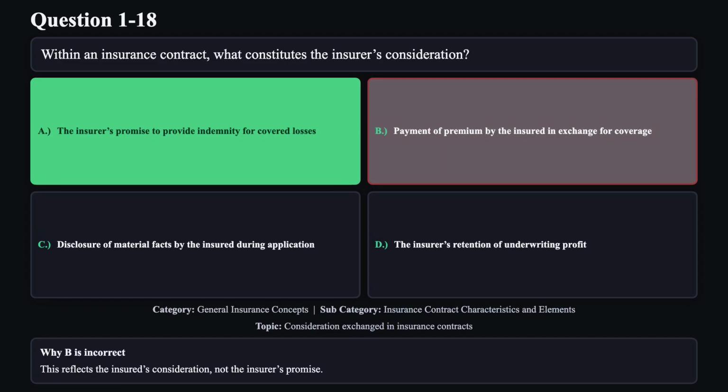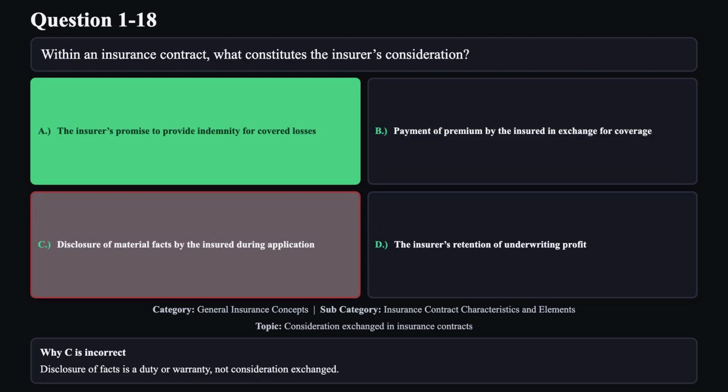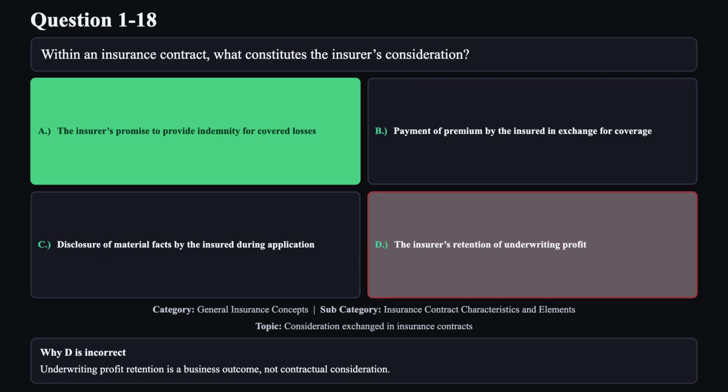Reason B is not correct. This reflects the insured's consideration, not the insurer's promise. Reason C is not correct. Disclosure of facts is a duty or warranty, not consideration exchanged. Reason D is not correct. Underwriting profit retention is a business outcome, not contractual consideration.